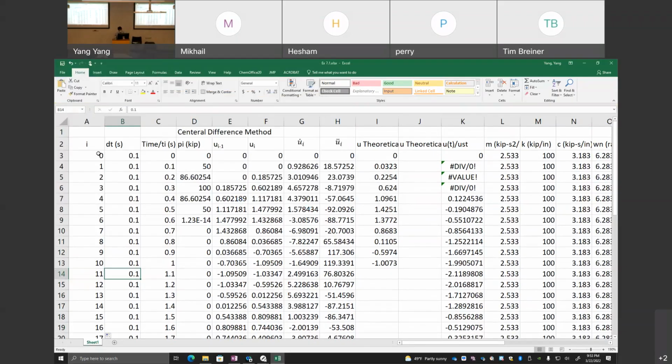So at time 0, all of them are equal to 0. That's the initial condition. The velocity, displacement, and acceleration, all of them equal to 0. And at time one, u(i-1) should be u0. So this one should be equal to that one. Does this make sense?